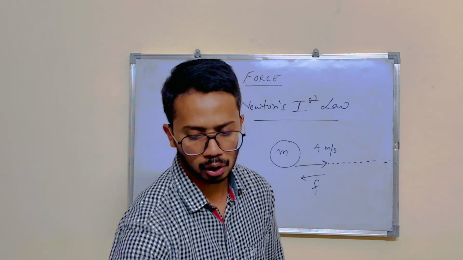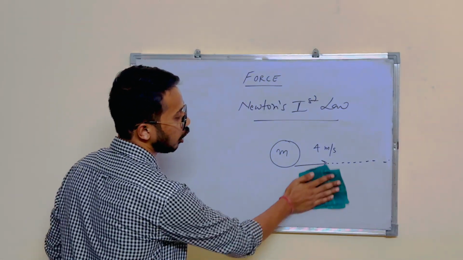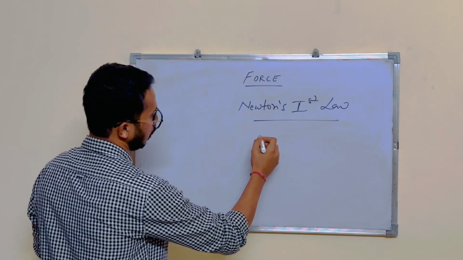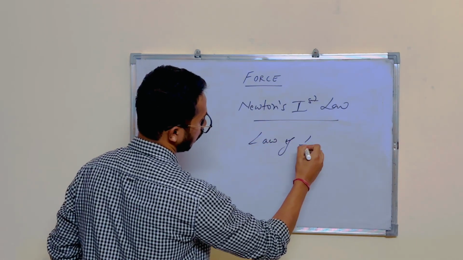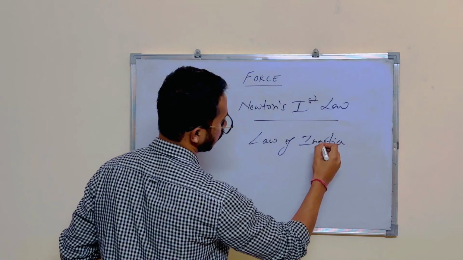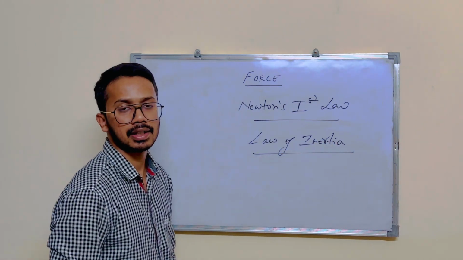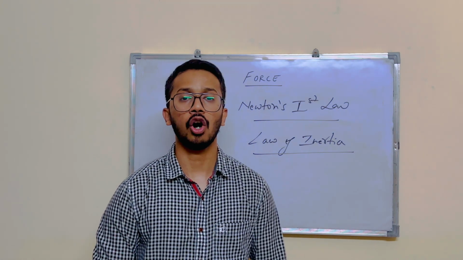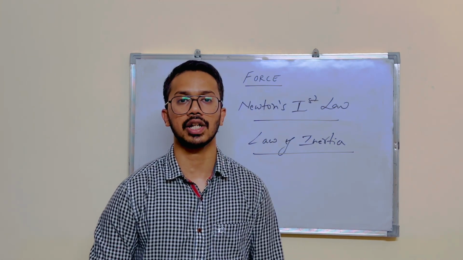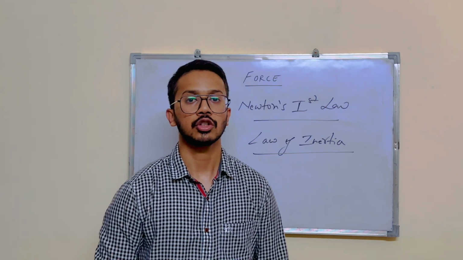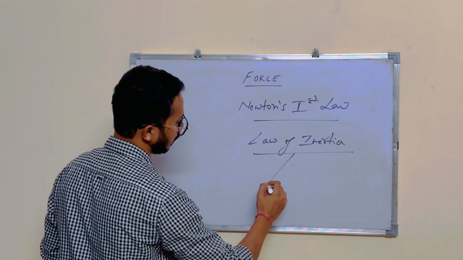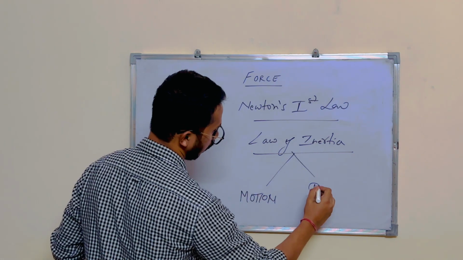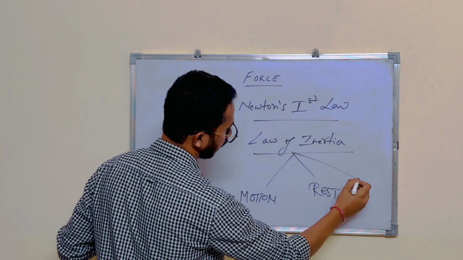Now, there is another law which is connected to the first law only, that is the law of inertia. What does the law of inertia state? The tendency of an object to resist change is known as inertia. Inertia can be of three types: inertia of motion, inertia of rest, and inertia of direction.